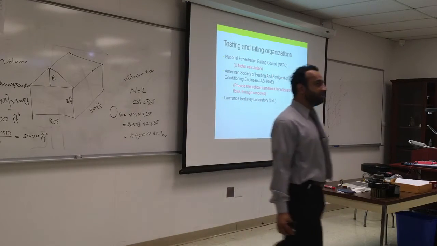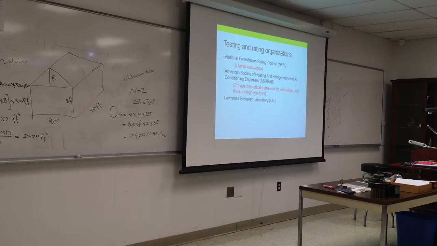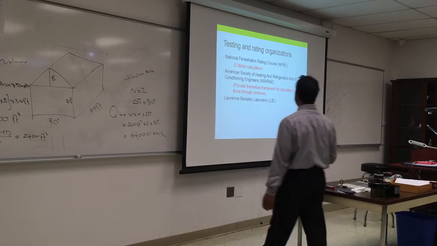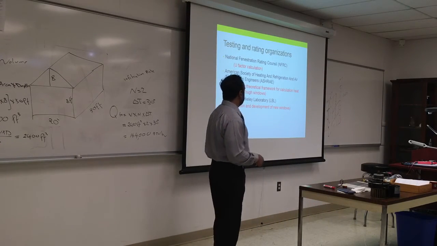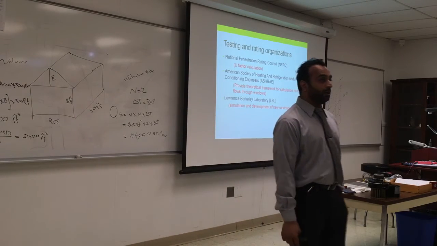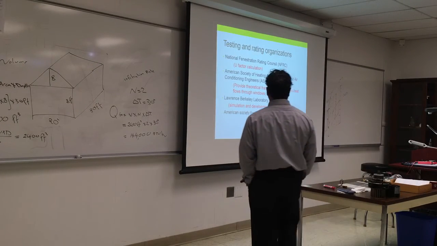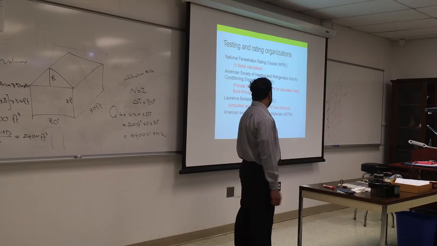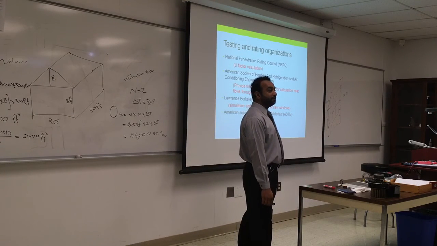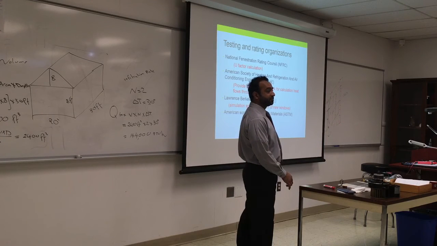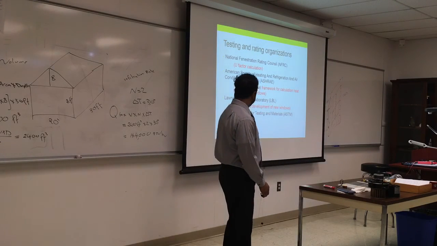So we have different organizations that set the standards, because somebody has to do the testing, and they will tell you these windows have been tested at this temperature and this kind of window. And we have Lawrence Berkeley Laboratory, and they do simulation and development for new windows. How do they do all those calculations? They actually make a window and test it over time, and they give you those numbers. The American Society for Testing and Materials, ASTM, you'll see this a lot. They set up the standards for how you test the material.